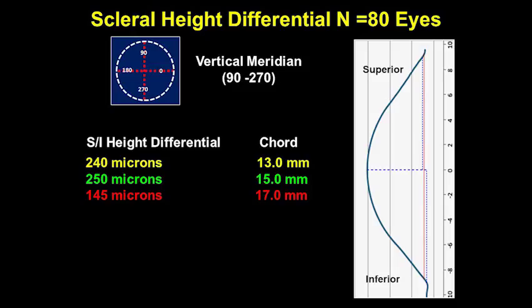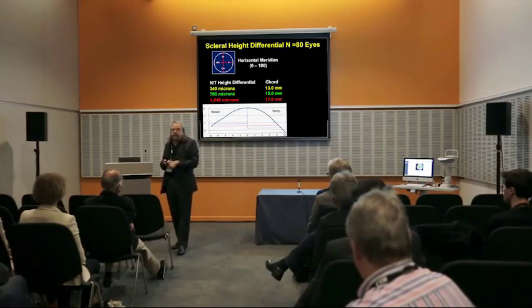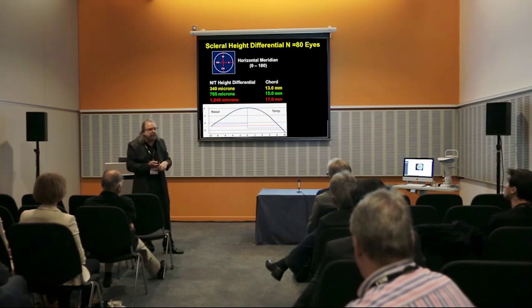The superior is indeed higher than the inferior, but not by a dramatic amount. Now remember, we're looking at averages here of 40 normal eyes. There are always going to be exceptions to the rule. And yes, we have seen patients that have a very symmetrical sclera. It's incredibly rare. They're probably not from this planet, but nonetheless, they're out there in practice.